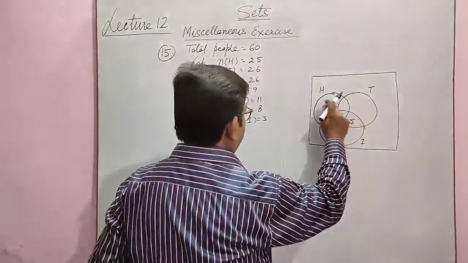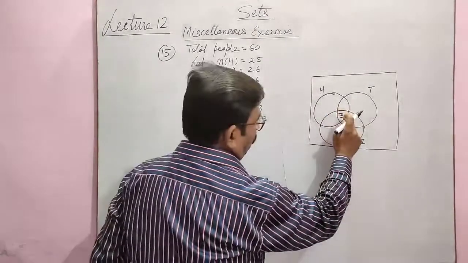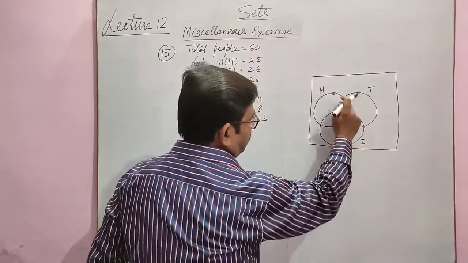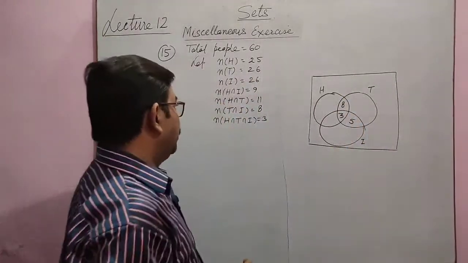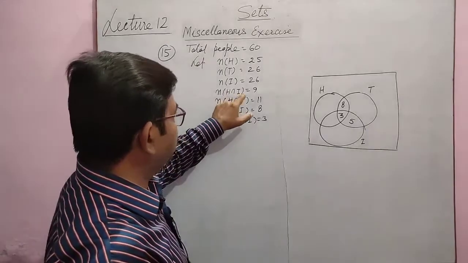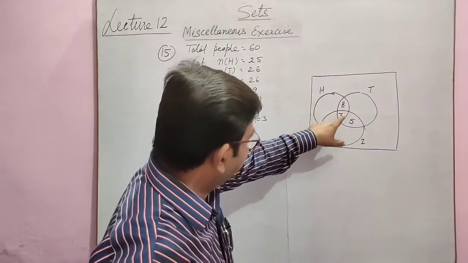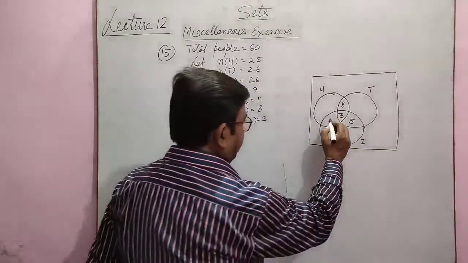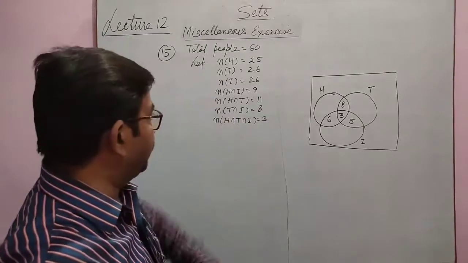Now we have H intersection T. H intersection T is 11. Already we have written 3 in this portion. So how many are left? 8. 8 plus 3 is 11. Now we have H intersection I. This portion is 9. But 3 I have written already. So this is 6. Now come to the individual sets.